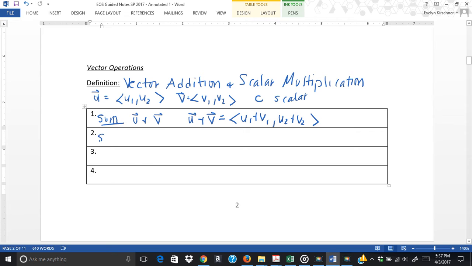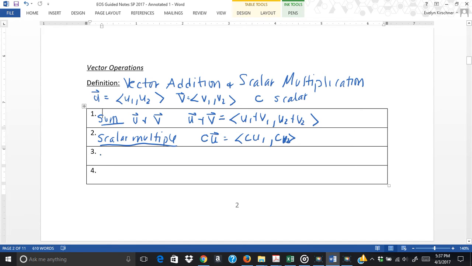A scalar multiple. So a scalar multiple, if I take c and I multiply it by u, it's the same as multiplying each of the components by c. Sorry, u2.